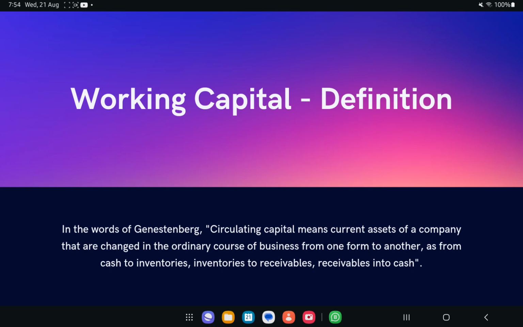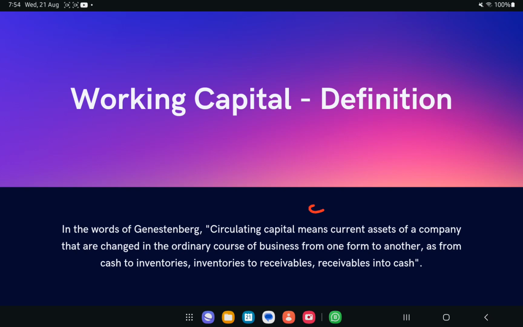Okay, Gestenberg, a person, has given a definition of working capital as circulating capital, meaning current assets of a company that are changed in the ordinary course of business from one form to another, as from cash to inventory, inventory to receivable, and receivable into cash. So this is called the cycle of working capital.